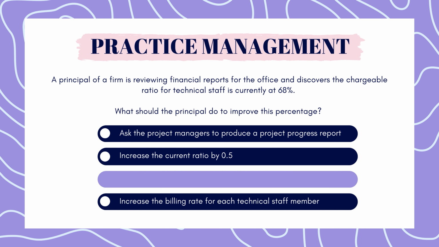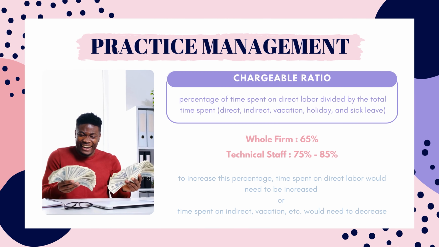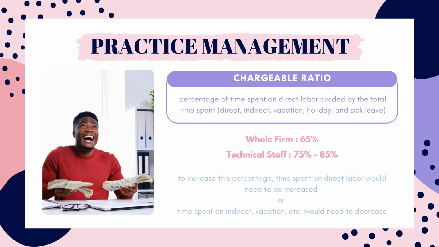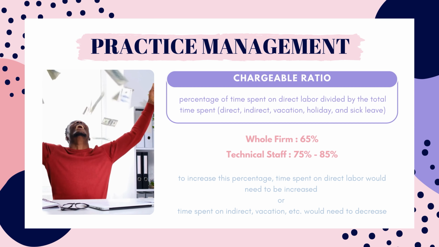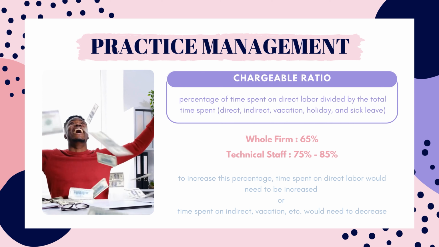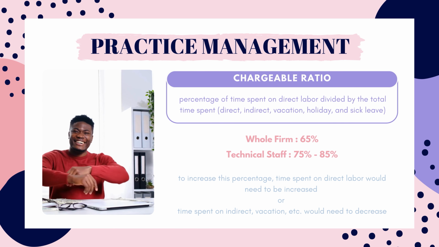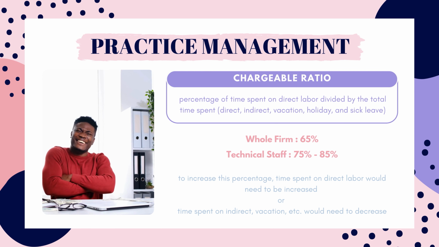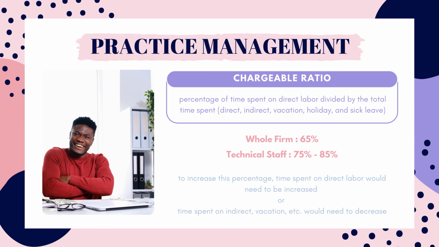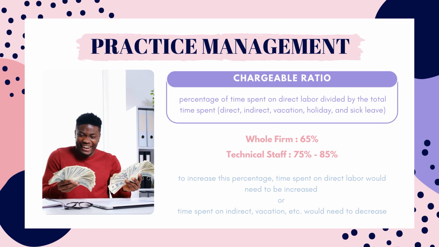The answer is ask project managers to track time more closely. This question is asking about chargeable ratio, which is the time spent on direct labor divided by the total of all other time spent. So that's direct labor, indirect, vacation, holiday, and sick leave. Typically for the whole firm, a chargeable ratio of 65% is good. However, this question was asking specifically about technical staff, which should be at 75% minimum.